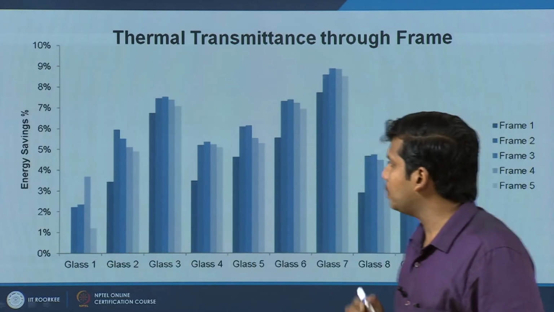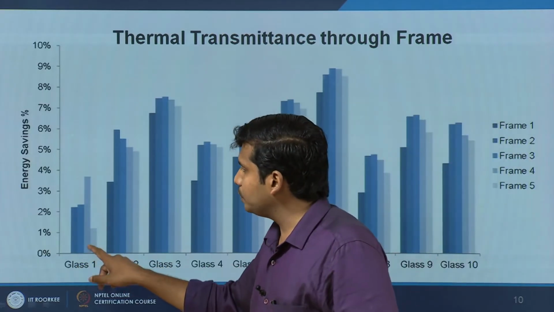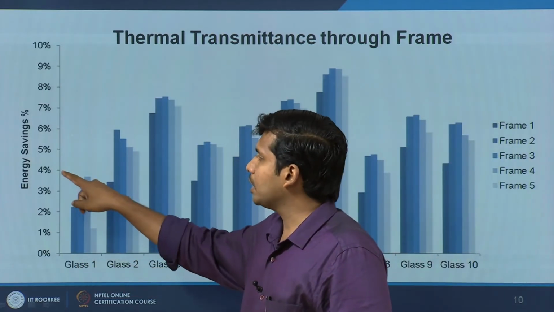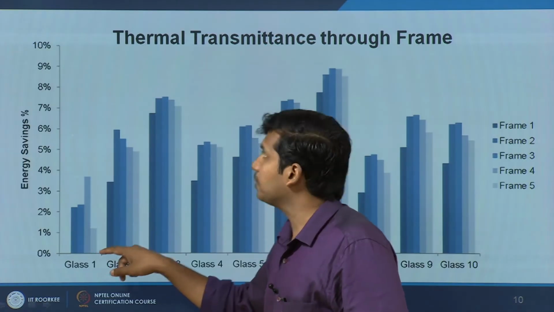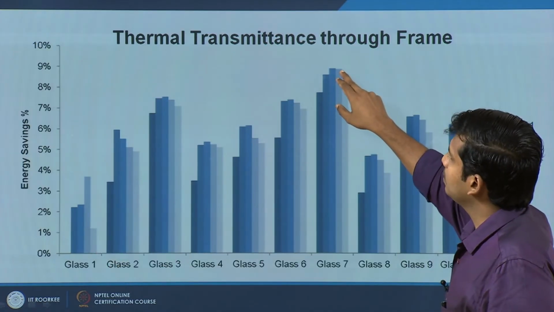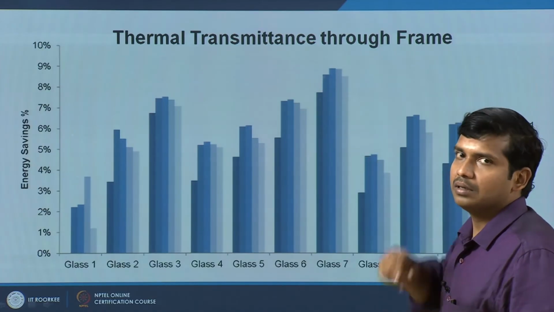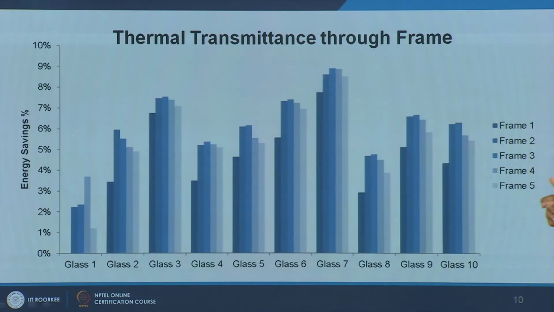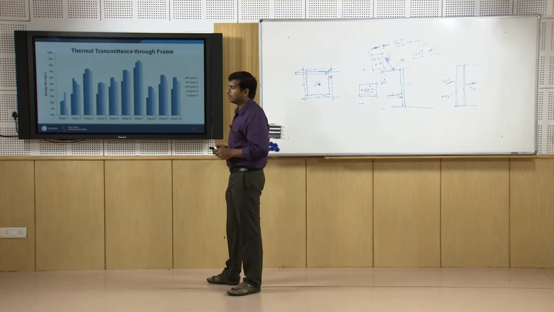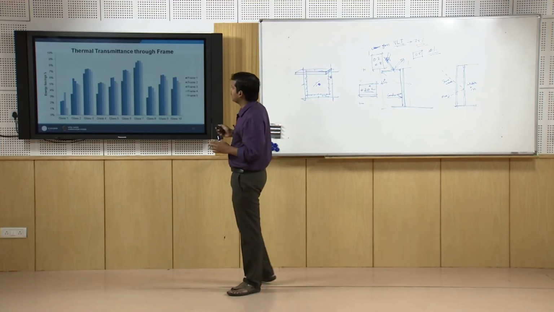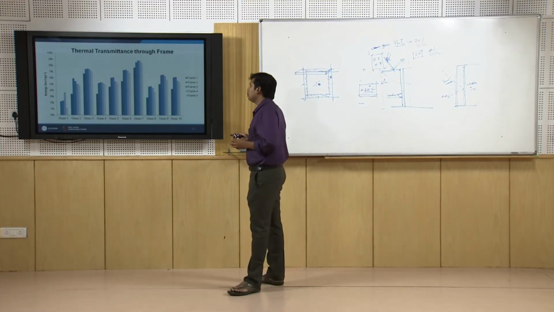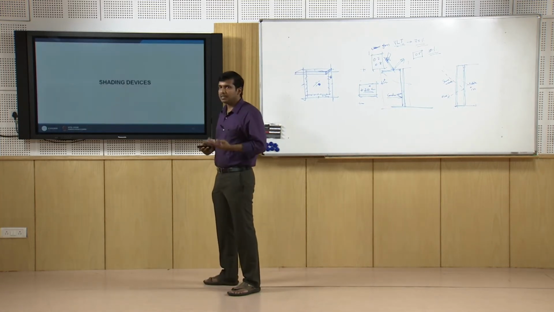But what we need to note, even with this glass, if you go for an efficient frame, you can go as high as 4% energy saving. Even if the glass is really good, if the frame isn't good, you will lose 1.5 to 2% of your estimated energy saving. So frame has a crucial role in the energy efficiency, impact of the overall system. How do you design a shading device?